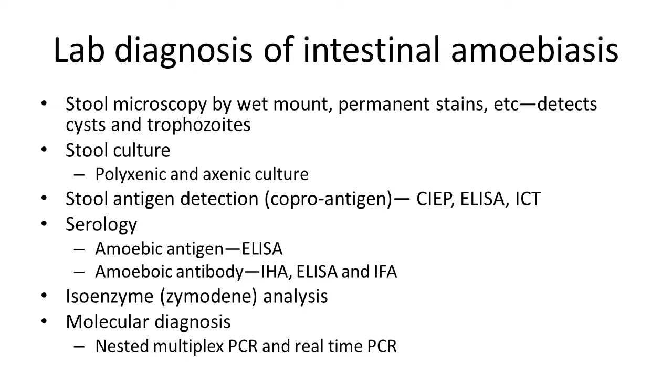Then we can do the isoenzyme analysis. Here we have to mention, in the case of intestinal amoebiasis, Entamoeba histolytica and Entamoeba dispar are the same genus, and there are some differences between Entamoeba histolytica and Entamoeba dispar. So if we want to differentiate these two species, we have to go for the isoenzyme analysis.